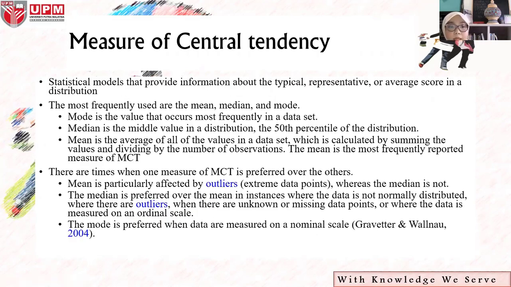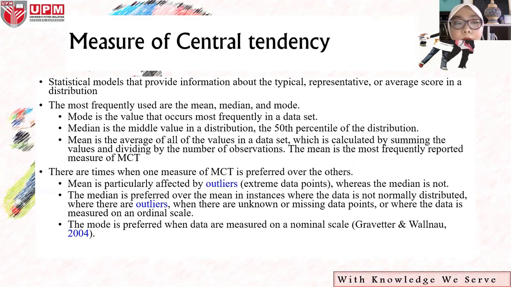Okay, so next one is MCT. It is a statistical model that provides information about the typical, representative or average score in a distribution. It describes the location of your data, whether it is located at the center or not. The most frequently used are mean, median, and mode.